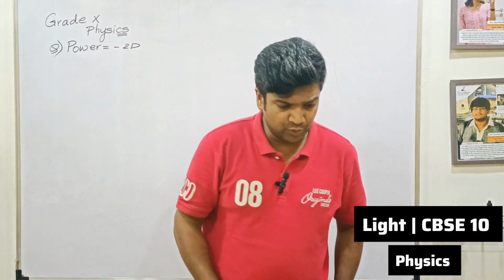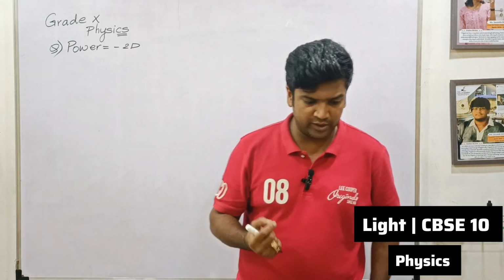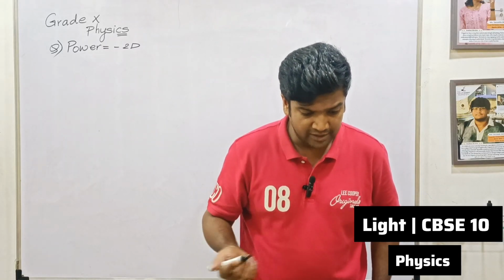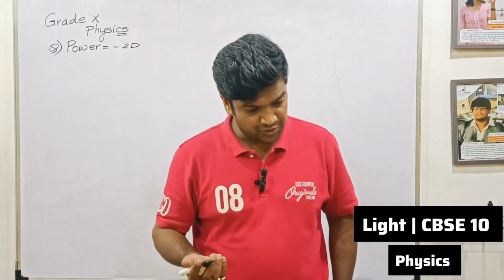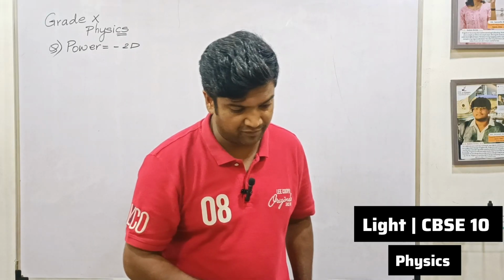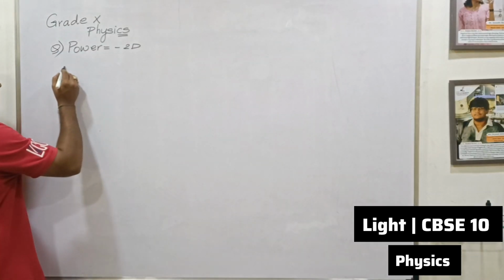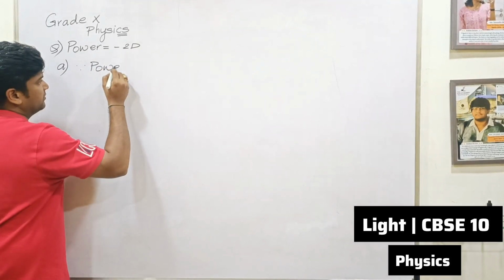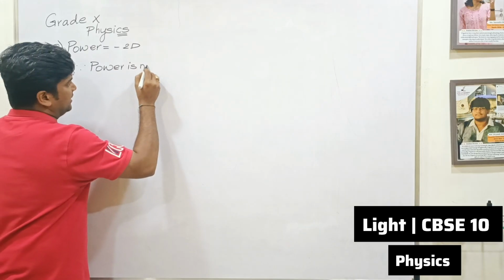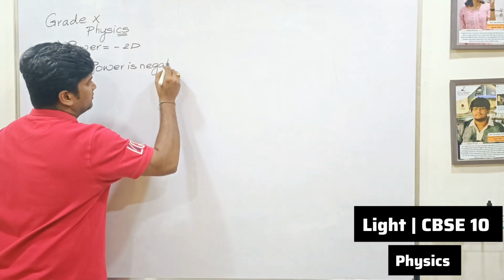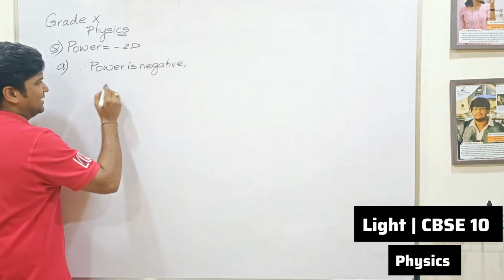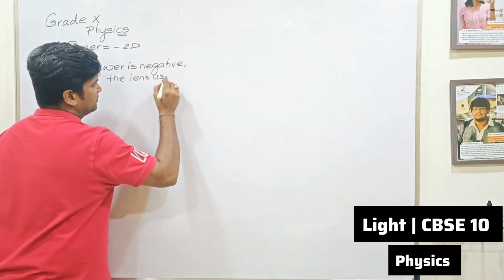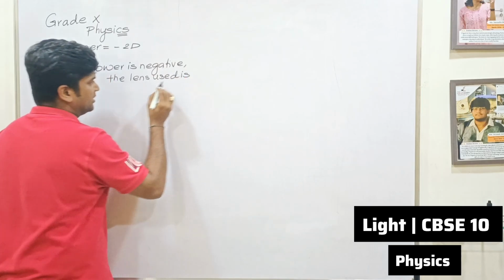Okay? Now to correct her vision. First question, what type of lens should she use? Now it's obvious, since the focal length is negative, so the lens used should be what? Concave lens. So ये तो 1 mark का है. So answer of the first one, since power is negative, the lens used is concave.